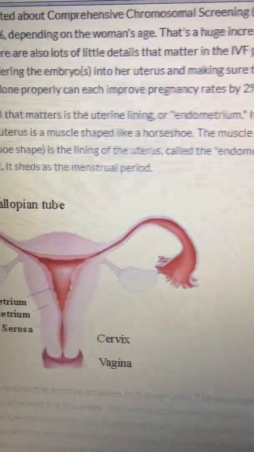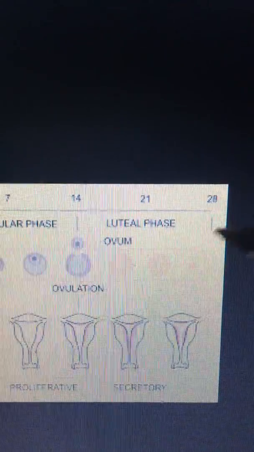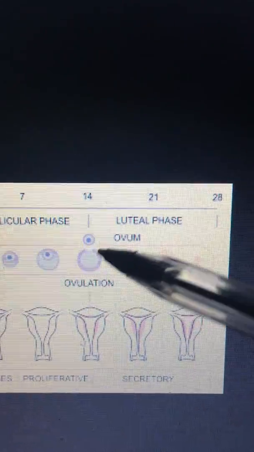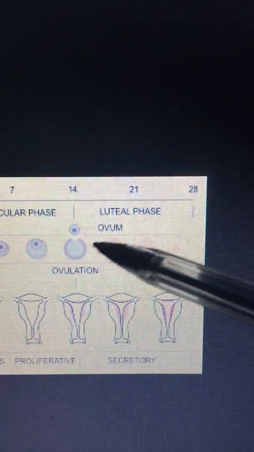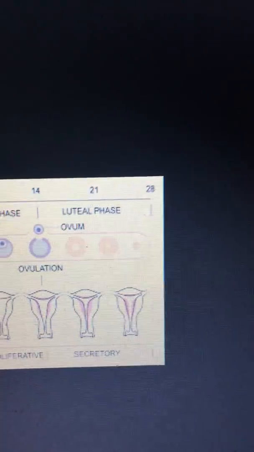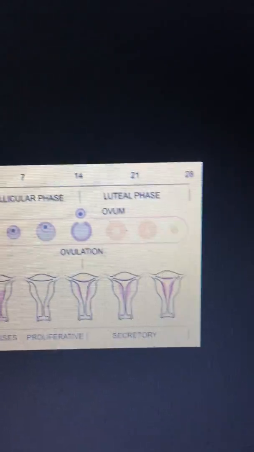And then the second half of the cycle: the mature follicle that released the egg becomes something called a corpus luteum, which is this thing here. So there's no more estrogen being secreted actively.